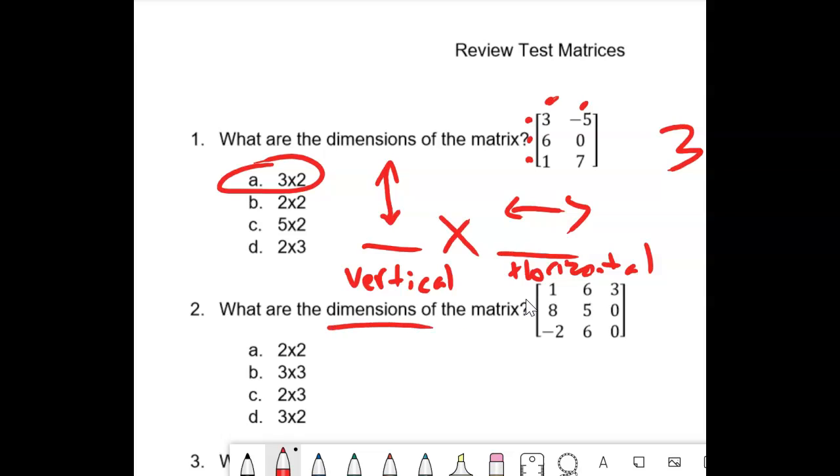All right, what are the dimensions of a matrix? Now, this one's kind of easy because it's 1, 2, 3, and 1, 2, 3. No matter how you count it, that's a 3 by 3. Remember, it's always vertical by horizontal, okay? Up and down, and then left and right, okay? So this one's B.